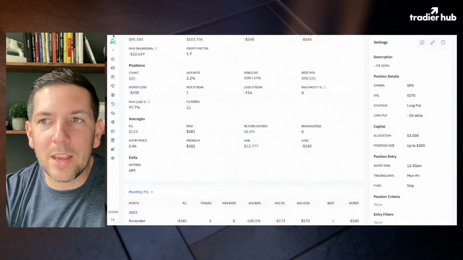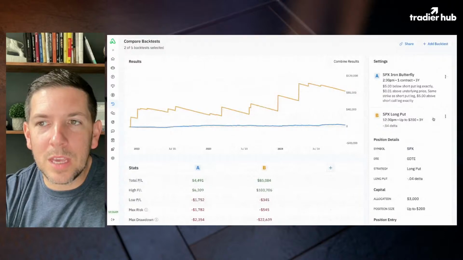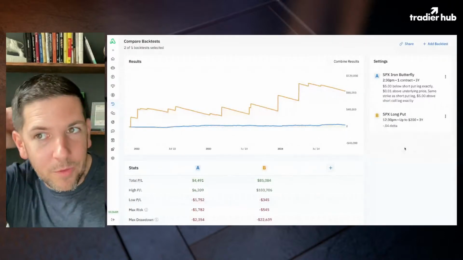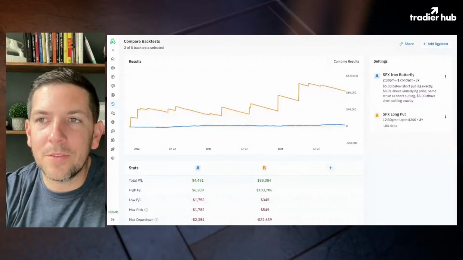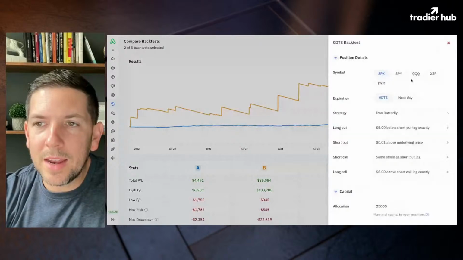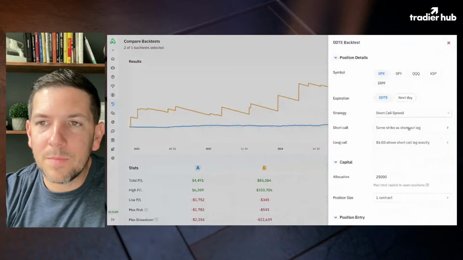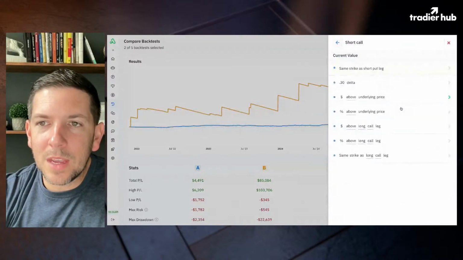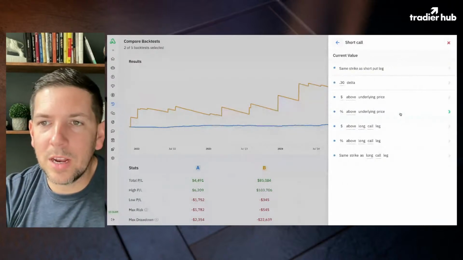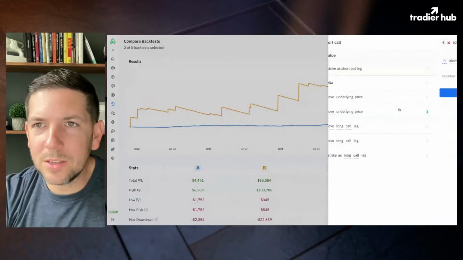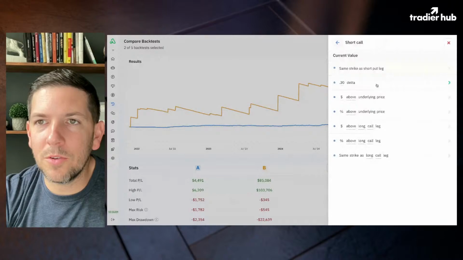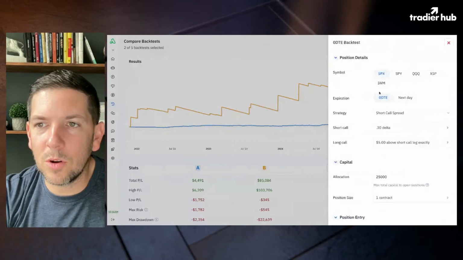Okay, so let's go back here. That looks like a pretty good one, so we'll keep that one here and use that one moving forward. Let's also add another one. Let's add a different version. Let's also add a short call spread. Let's see if we can get something that is, maybe we do something a percentage above where the stock is trading right now. So actually, let's do a delta. We'll do a 30 delta or closest short call spread.